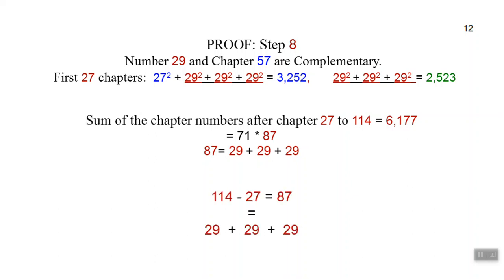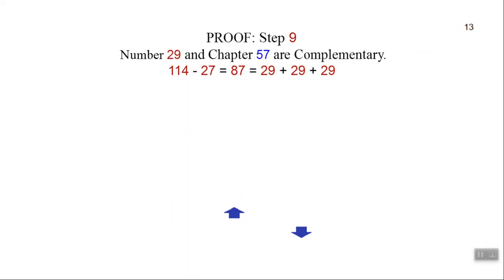In addition, we see that the number of chapters after chapter 27 are also exactly 87 chapters that are again equal to 29 plus 29 plus 29. Number 29 and 57 are complementary. And after chapter 27, there are exactly 87 chapters that are equal to 29 plus 29 plus 29.